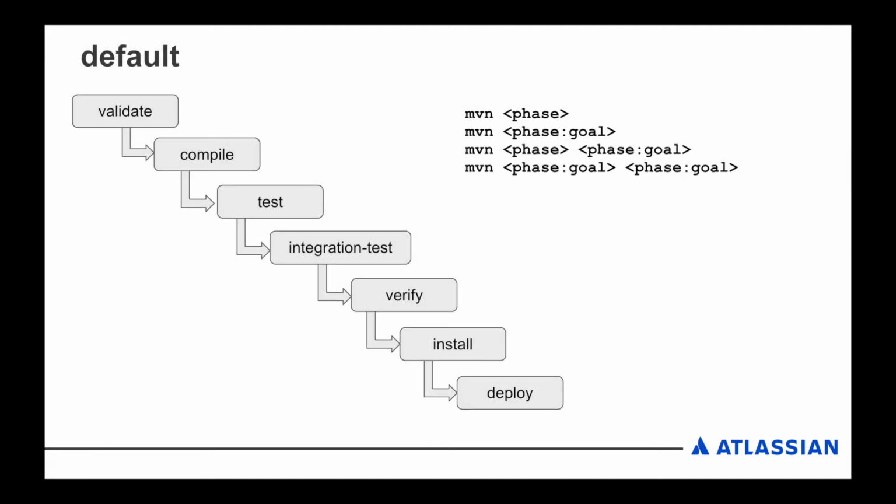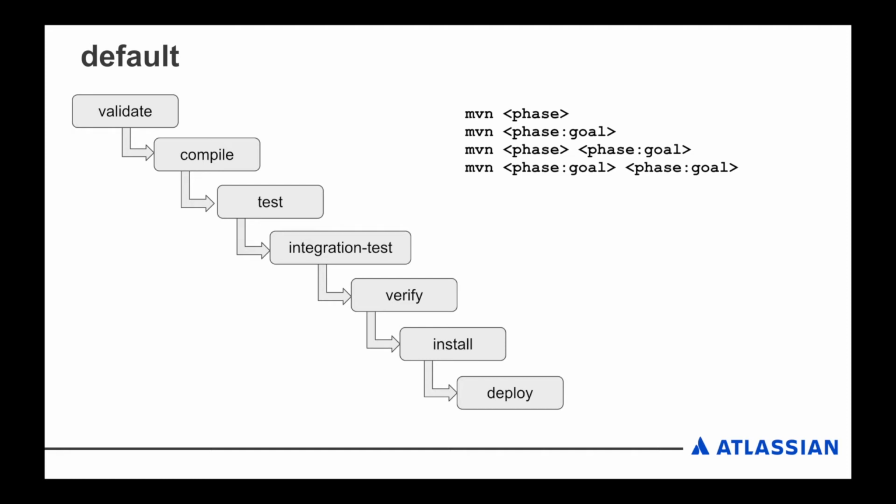So here is the default lifecycle and phases attached to it, which are validate, compile, test, integration test, verify, install, and deploy. Validate validates the pom.xml, compile compiles the source and test sources. Test and integration test execute the tests. Verify checks for the integrity of your artifact. Install installs it to your local repository, and deploy deploys to the remote repository.